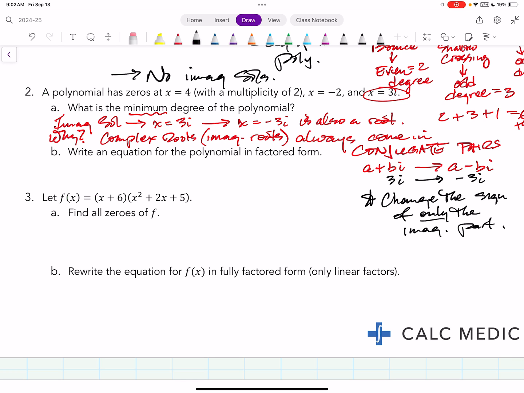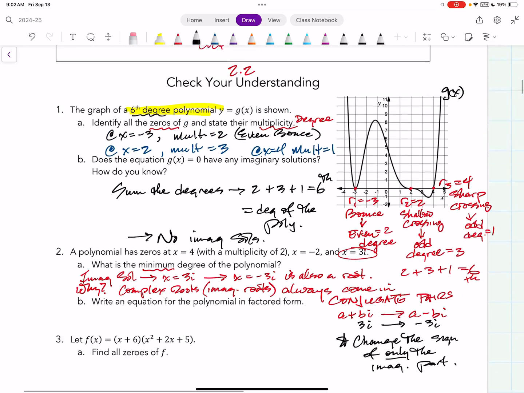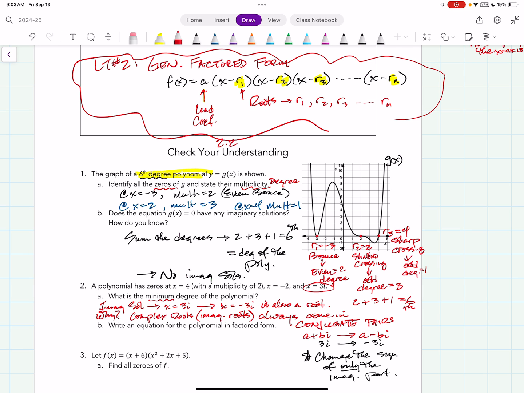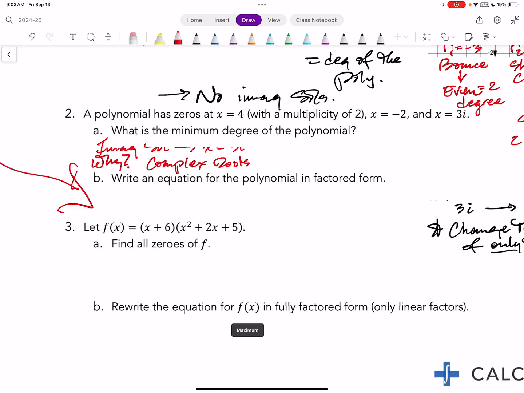Then it says write an equation in factored form. So there you go, here's where your factored form comes in. At the very top of the screen, we have the general factored form. What you want to do is take this factored form and apply it to this one right here. So let's go for it.